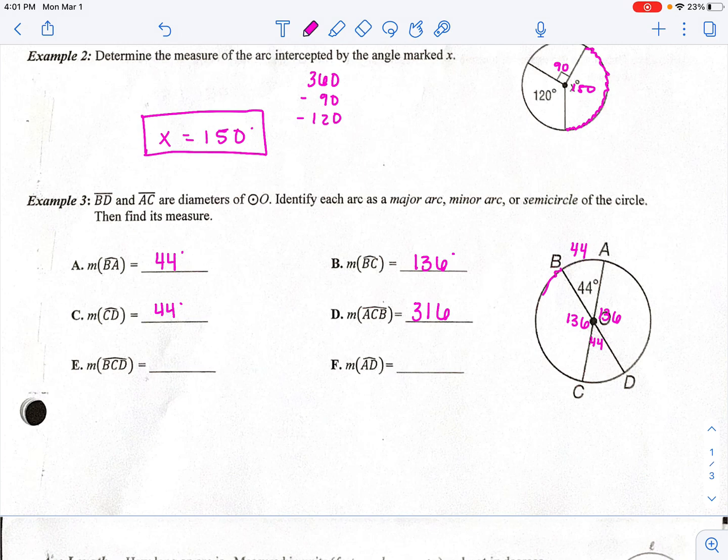All right, B, C, D. B to C to D. That looks like it's half the circle, so that's going to be 180. And finally, AD. Arc AD is 136. All right, so those are arc measures.